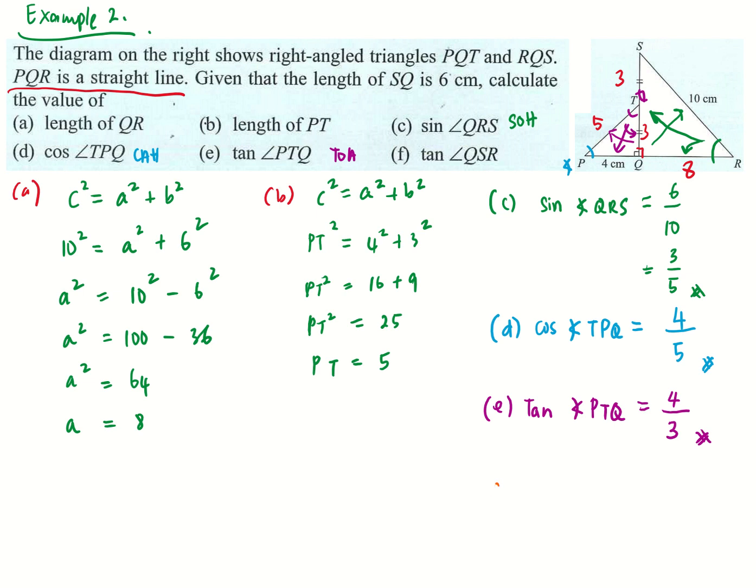And lastly, F, again tangent. So tangent angle of QSR. Now this is my eyes. Looking opposite from the S, it's supposed to be 8 is the opposite, this is the adjacent, and this is the hypotenuse. So tangent, we knew that tangent is TOA. So the opposite is 8, adjacent is 6. So simplify the number, equals 4 over 3.